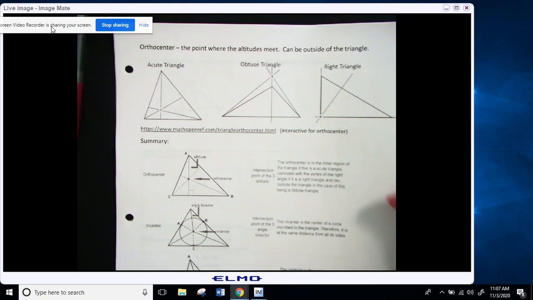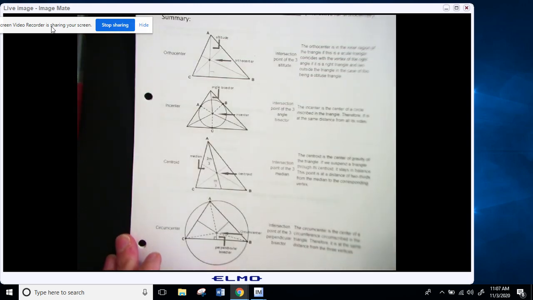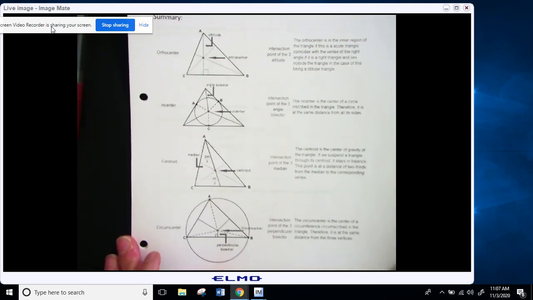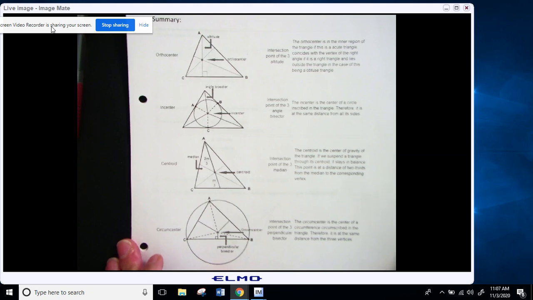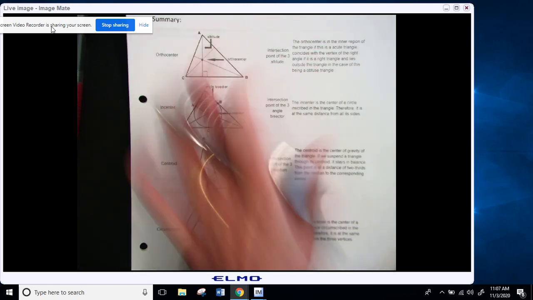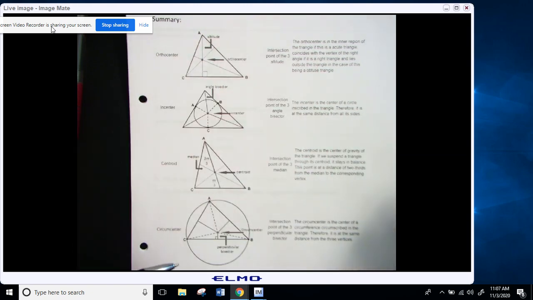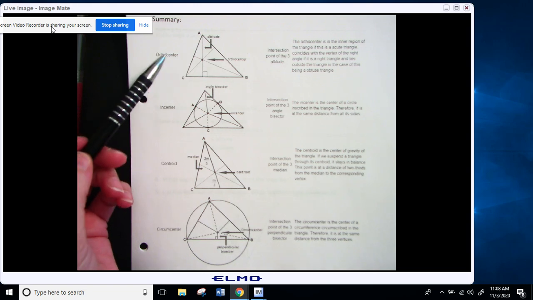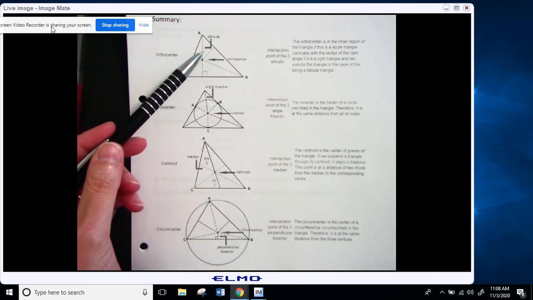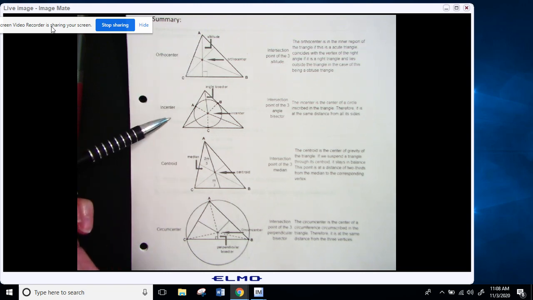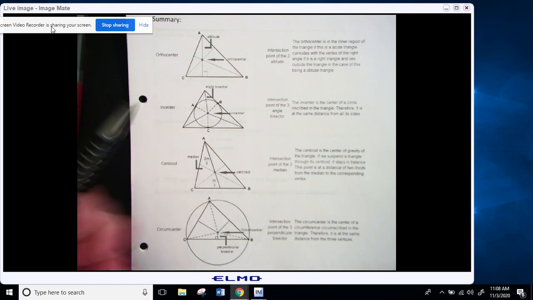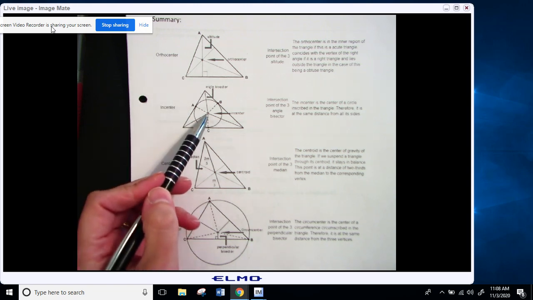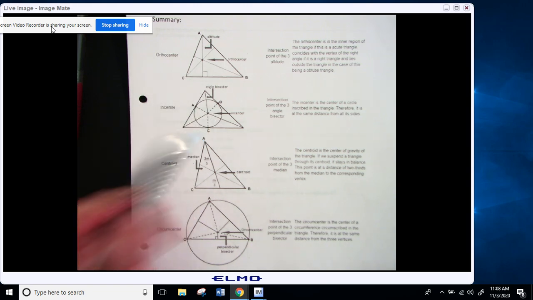So this is just a quick little summary for you to look over your notes. There's nothing really for me to add here. This just puts all of them back in the same one-page compact place for your notes. Orthocenter is the one we just talked about. It's where your altitudes meet. Your incenter is where your angle bisectors meet. And remember, if you go from your incenter perpendicular back, those are congruent.